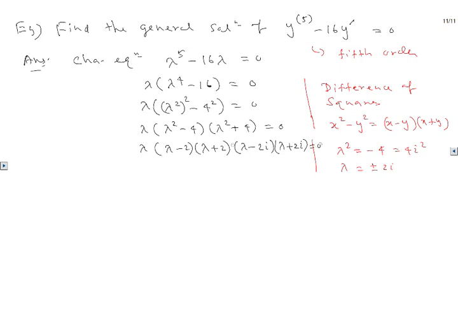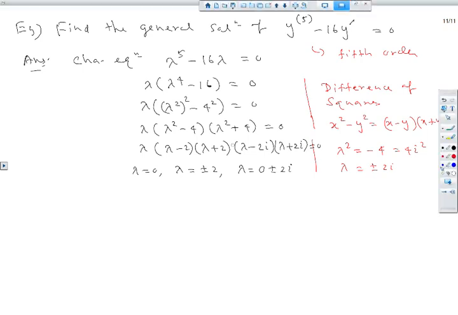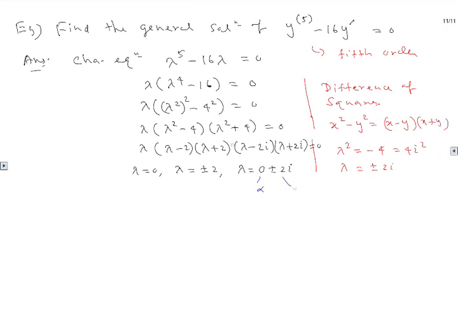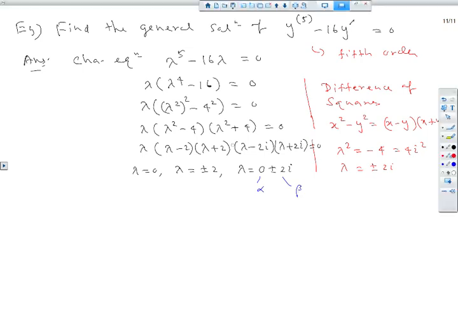Okay, so those are all the roots that we have. So that means we can write the general solution here. We have lambda equals 0 here, lambda equals plus or minus 2 here, and here we have lambda equals 0 plus or minus 2i. I write the 0 to put it in the right form, because then we know that alpha equals 0. So this is the alpha, and that is beta. So alpha equals 0, beta equals 2. Then we can write the general solution for this one. So let's write the general solution.